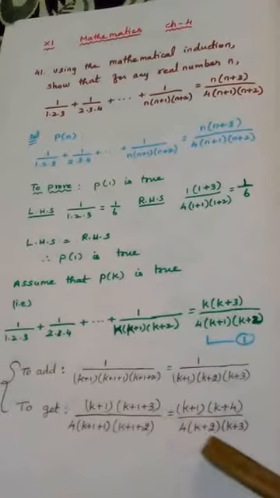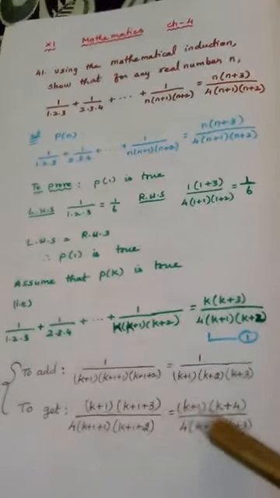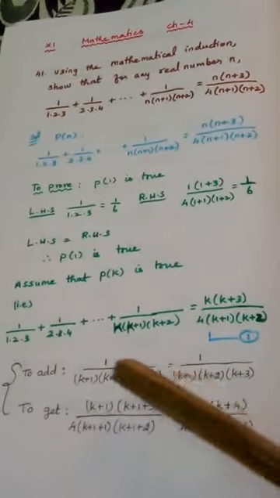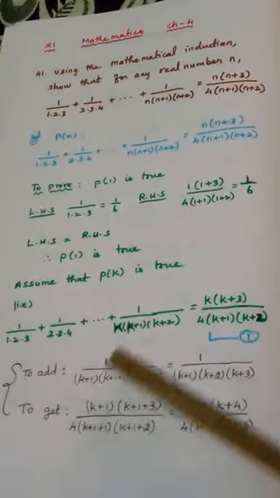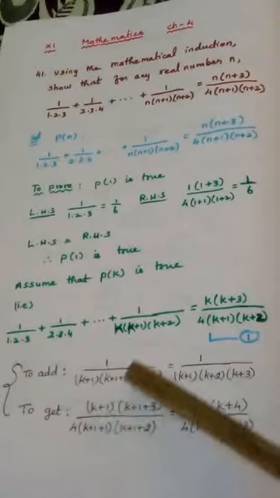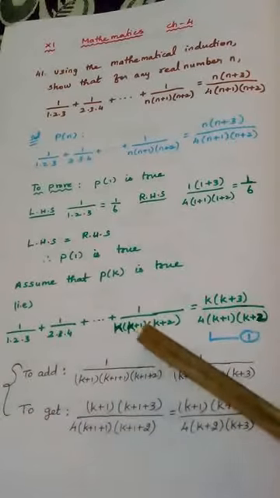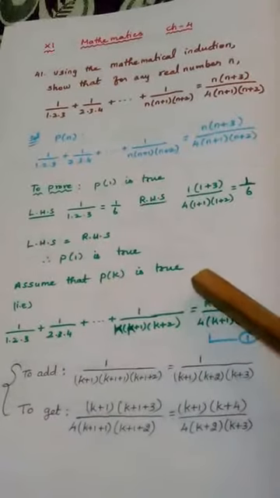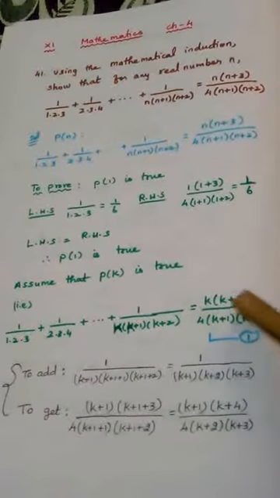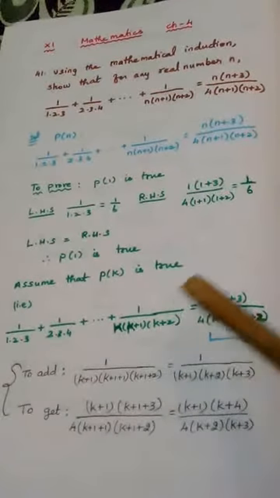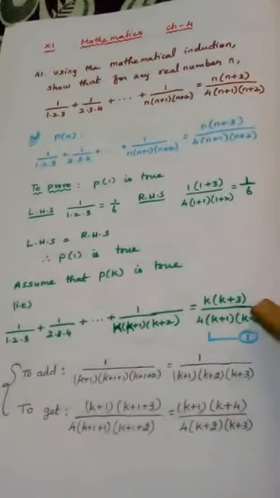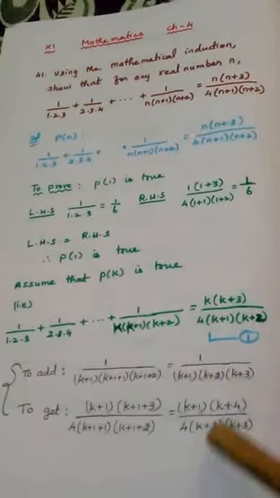If we get this answer, we will say P of k plus 1 is true. So again I am telling, this is not for examination. We need not write this in the examination. We should know, after getting equation 1, what is equation 1? Assuming P of k is true. After assuming this, we should know what is the term to be added to both sides. After adding, we should know what answer we should get in the RHS. So that is why we are writing this.